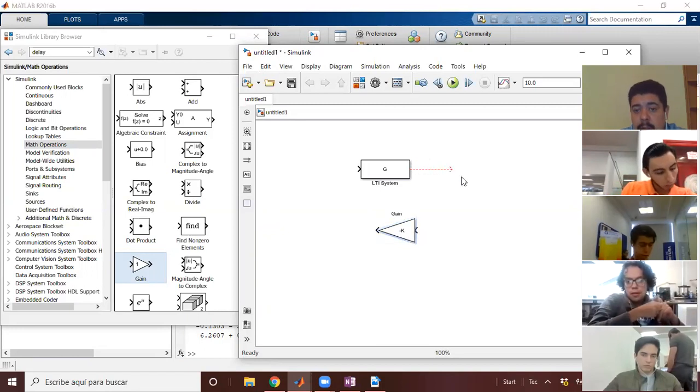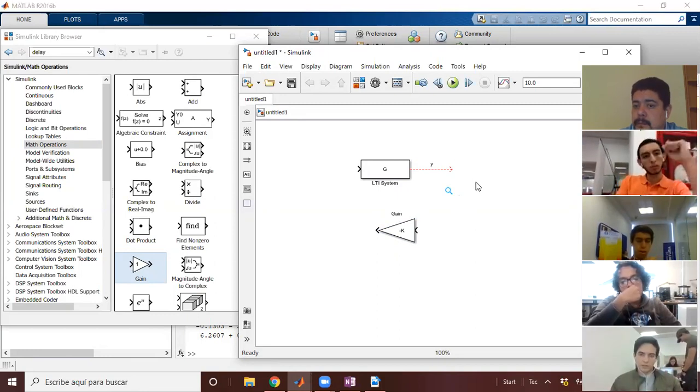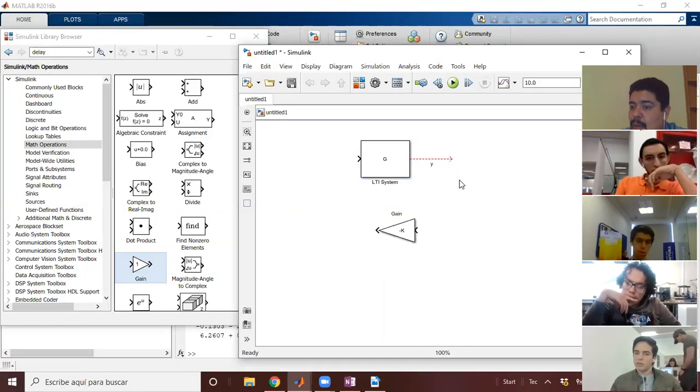This is the output of the system. Where do I have X in here? What are the state variables? They are inside of here somewhere, but I cannot access them. That is the problem. That's why I need to build an observer, because I don't have a way to measure X from here. I need to make an estimation of it.